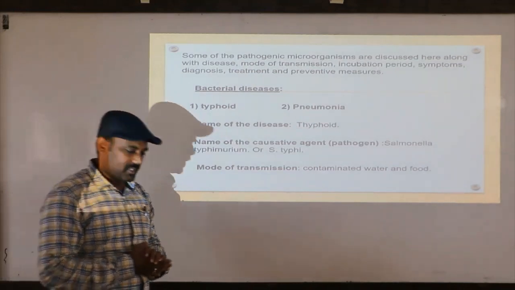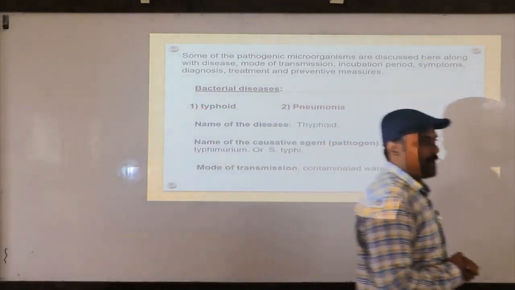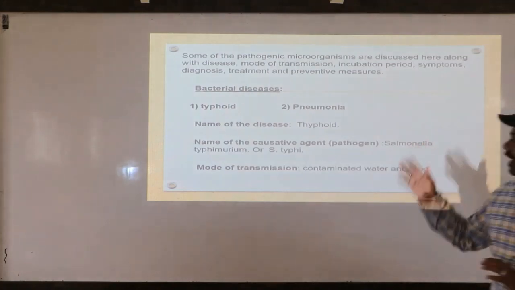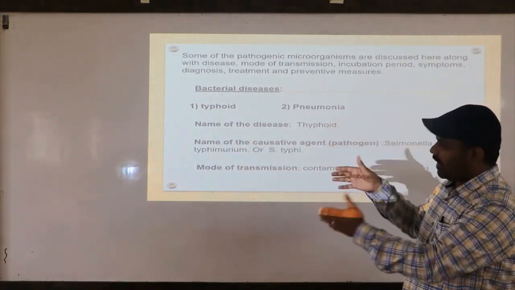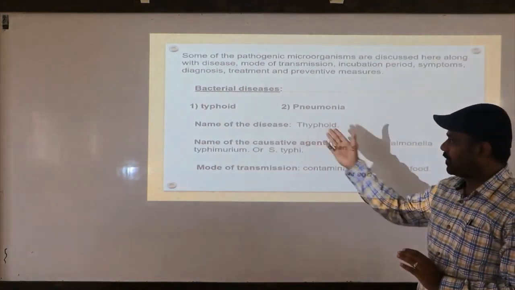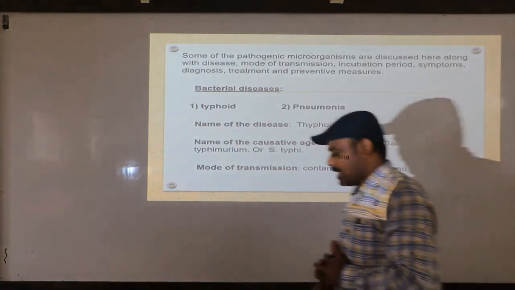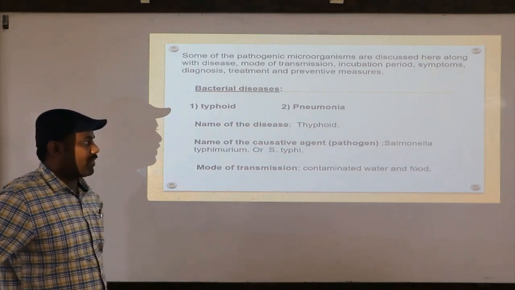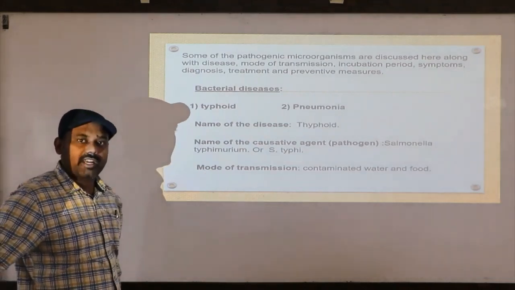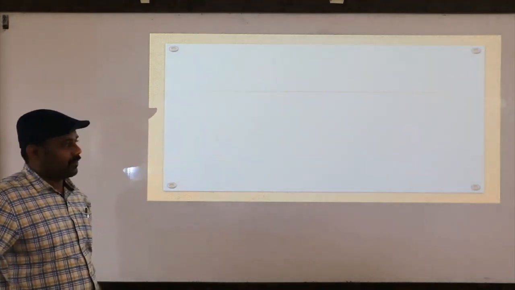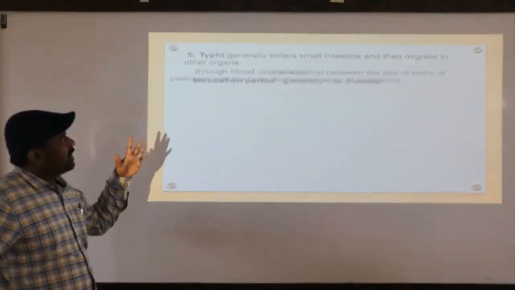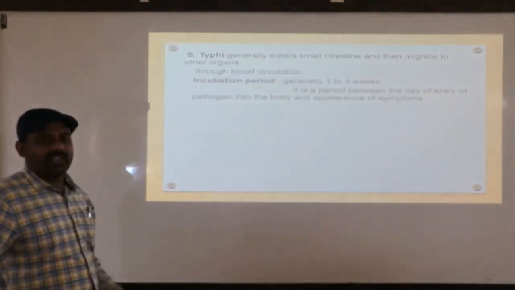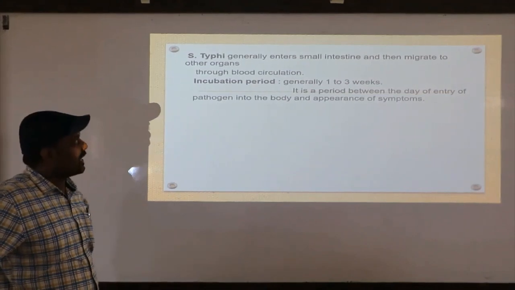In our syllabus, they have given two examples. One is typhoid, the second one is pneumonia. Again, try to understand the concept. Name of the disease, typhoid. Name of the causative agent, Salmonella typhimurium or Salmonella typhi, and the mode of transmission is by means of contaminated water and contaminated food. Generally it enters and takes shelter in the intestine in our body.